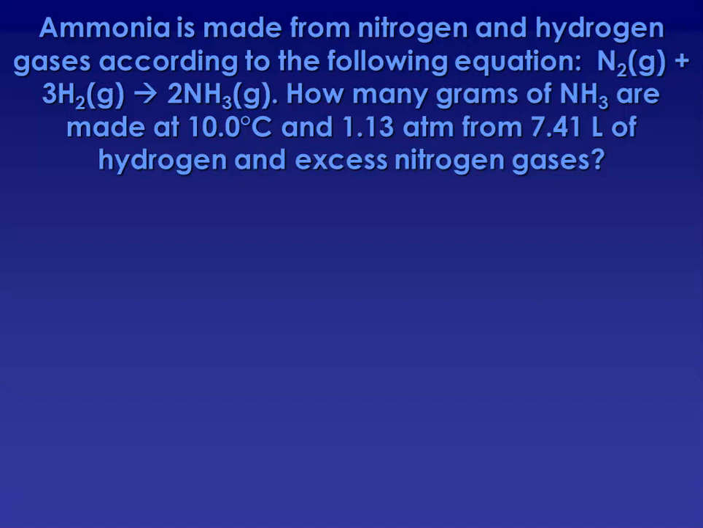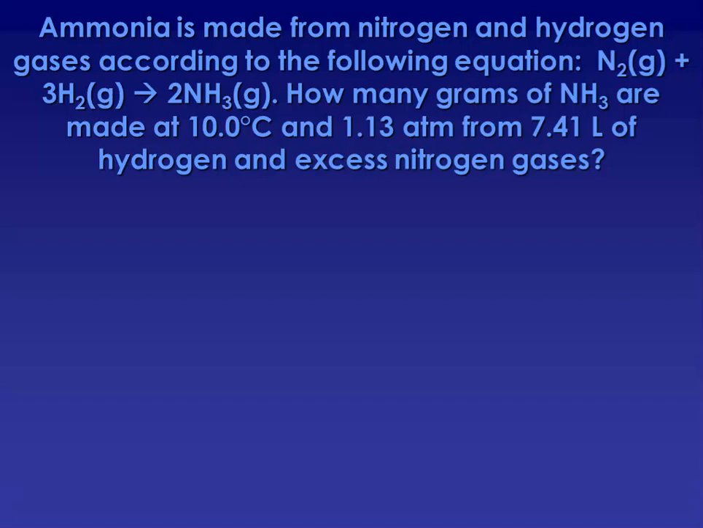You're at 10 degrees Celsius and 1.13 atmospheres, and we're doing this from 7.41 liters of hydrogen and more than enough nitrogen, excess nitrogen gas. If you have an excess of one of your two reactants, your limiting reactant will determine how much product you can make. So in this particular reaction, the hydrogen is limiting, and we're going to use that to determine our ammonia.